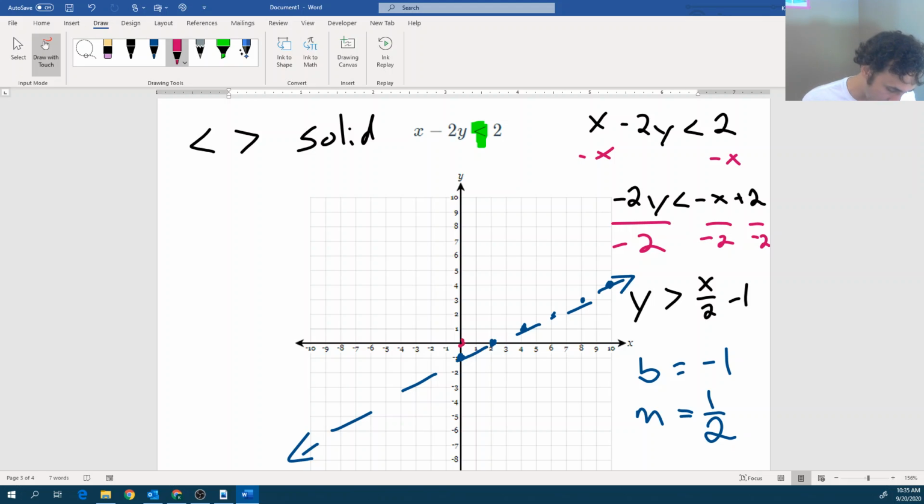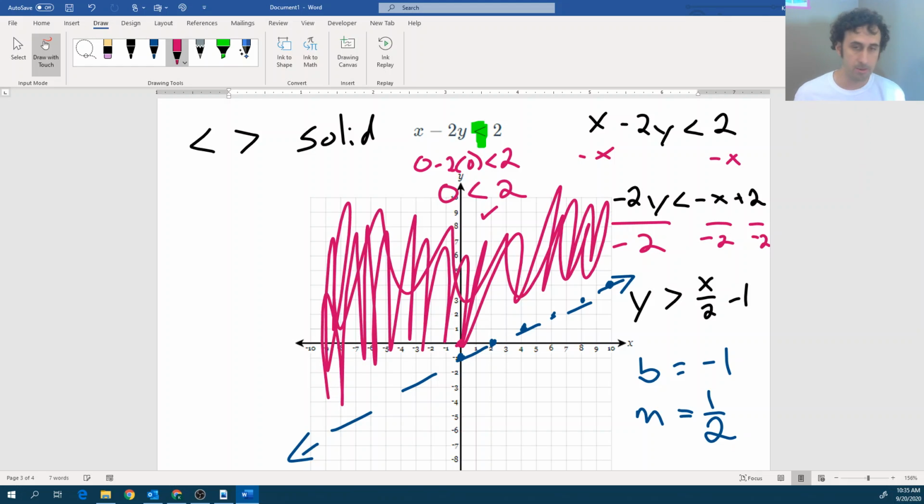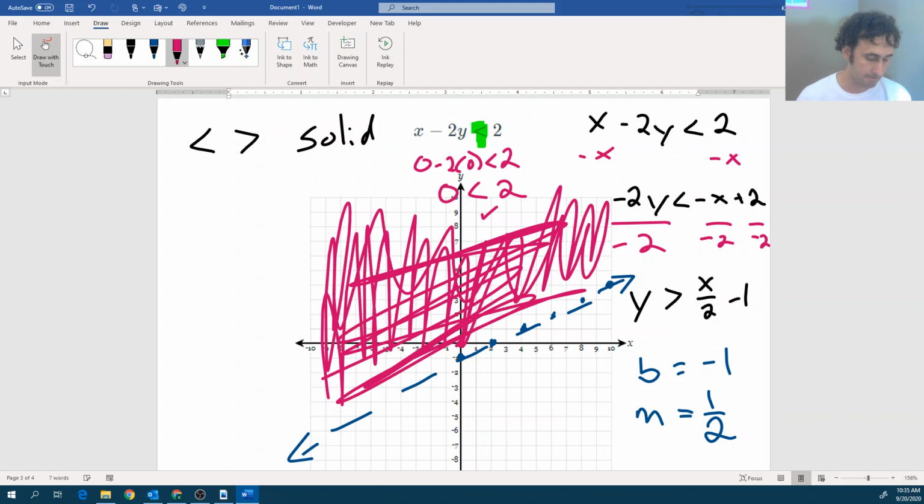Again, I like to test that point 0, 0. It's, I think, an easy one to use. So if I do 0 minus 2 times 0 less than 2, solving that out, is 0 less than 2? Is that a true statement? Is that correct? Is 0 less than 2? Yes, it is. That is true. That is a correct statement. So I want to take this graph and shade it on the side that includes it. If 0, 0 did not work, we would shade the other side, so we didn't include the point 0, 0, but because the point 0, 0 does work, I'm going to shade to include that line.